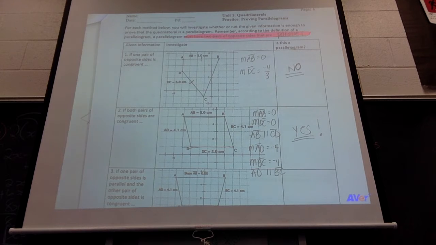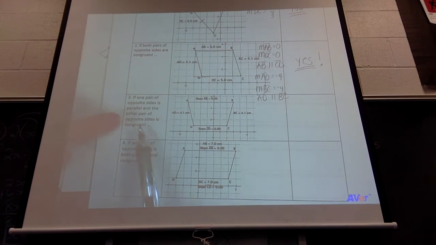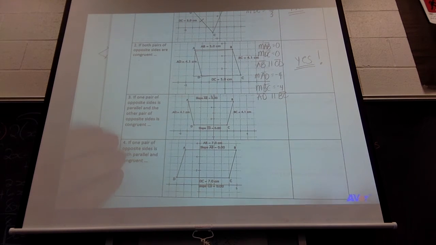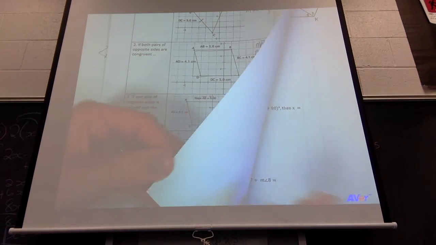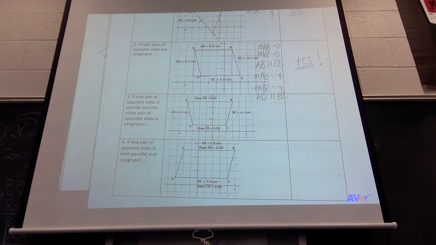What I want you to do is go through number 3, look at the given condition, look at the picture, and identify if that's a parallelogram. So you're asking yourself, are both pairs of opposite sides parallel? Then you're going to do the same for number 4, and on the back, you're going to do it for 5, 6, and 7. So press pause. Really, you're going to press pause, and you're going to answer 3, 4, 5, 6, and 7. Press pause now. Really press pause.